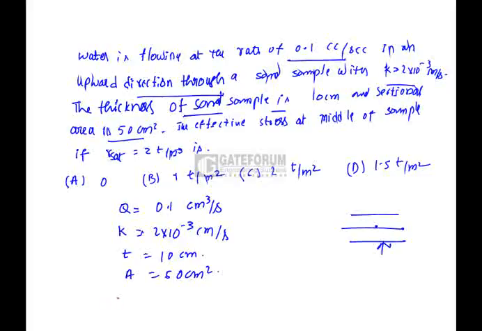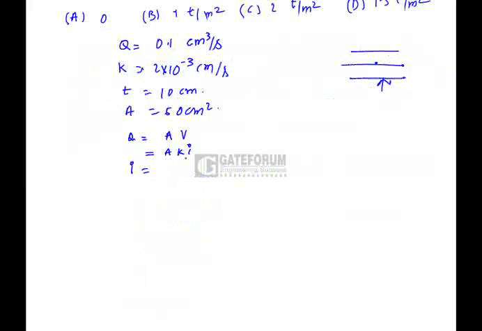So we will find out the i value. Q is equal to A into K i. i is equal to Q by A into K. Q is equal to 0.1 by A is 50, K is 2 into 10 to the power of minus 3, that is equal to 1, upward gradient.